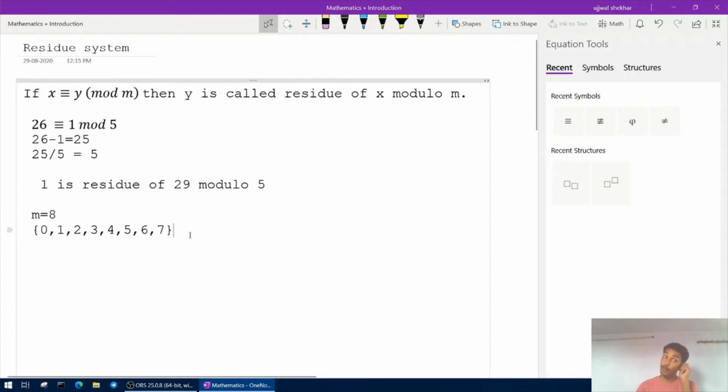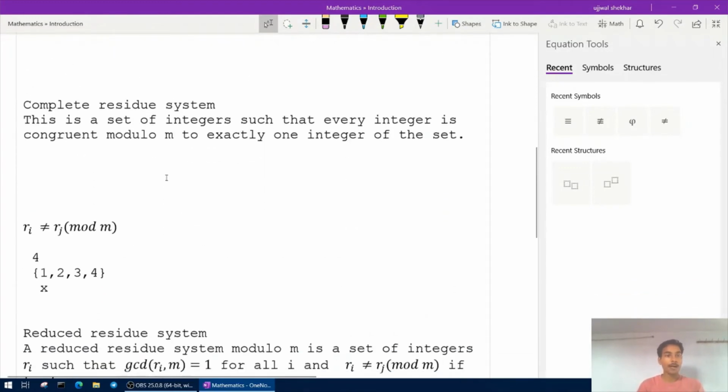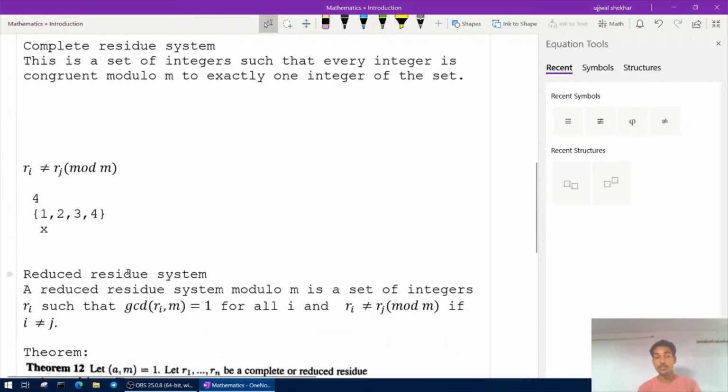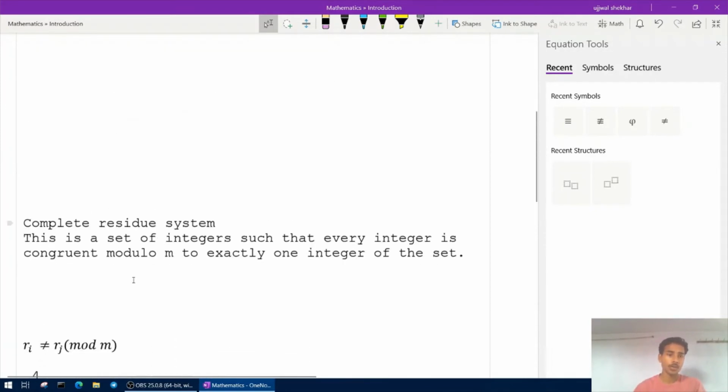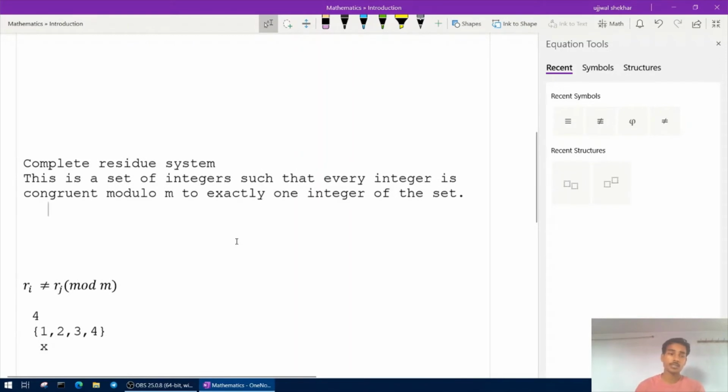Now there are two parts of the residue system. The parts are divided based on whatever x I am getting, so it changes because of x. One is the complete residue system, and another is the reduced residue system. So let's say I'm writing a residue system.